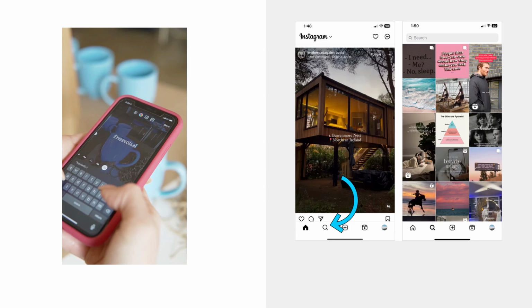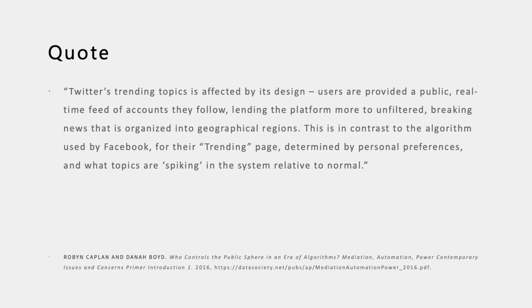Examples of algorithms at work are users' Instagram search page and Twitter. In our weekly required reading, we learned Twitter's trending topics is affected by its design. Users are provided a public real-time feed of accounts they follow, lending the platform more to unfiltered, unbreaking news that is organized into geographic regions.